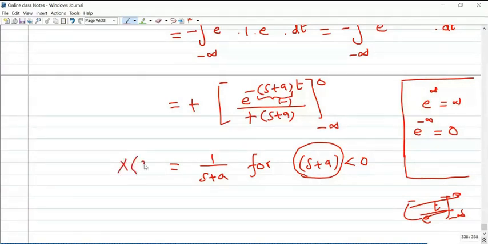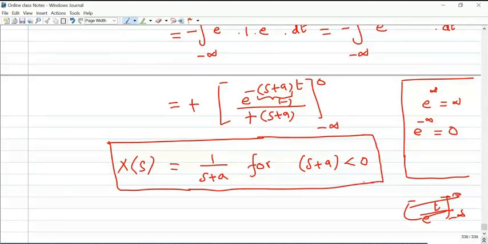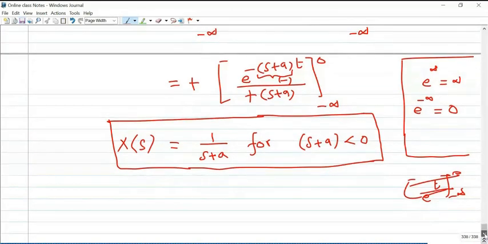So in this example, X of s equals 1 divided by s plus a for s plus a less than 0. For s plus a greater than 0, you will get an infinite result. So first example, e power minus at u of t. The result is 1 divided by s plus a. Second example, minus e power minus at u of minus t. The result is 1 divided by s plus a.